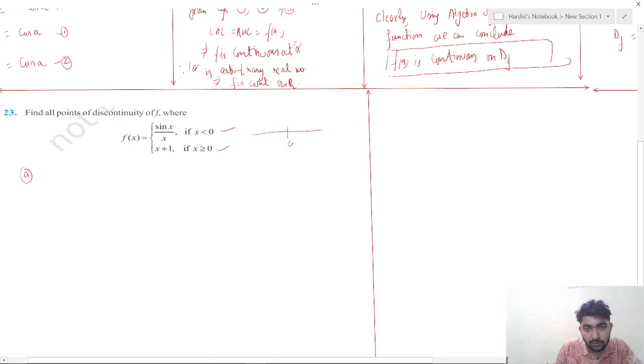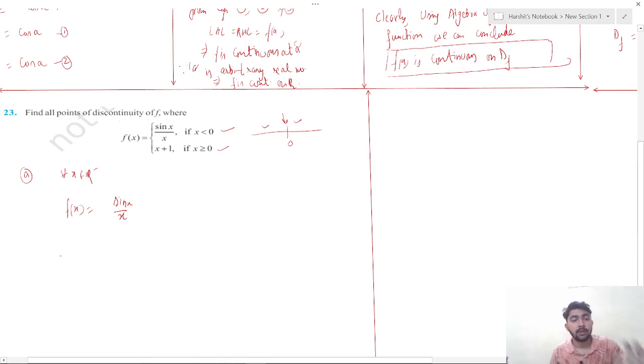The domain of this function is complete R, and at 0 we need to check. So before 0 we can check and after 0 we can check. Observe that. Before 0, for all x belongs to R negative, f of x value is sin x upon x. Again we need to use the algebra of continuity of functions.